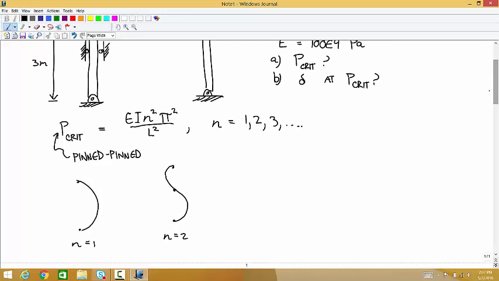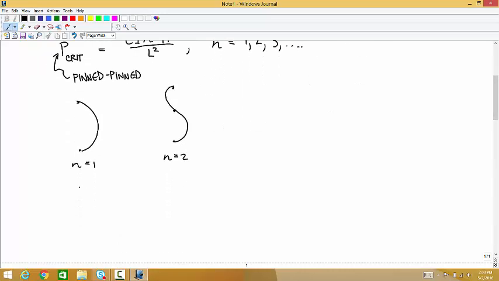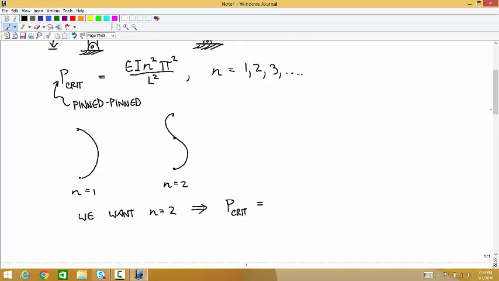Which one of those do we want in this case? 2, yep. So we want n equals 2. So P critical is equal to 4EI pi squared over L squared.